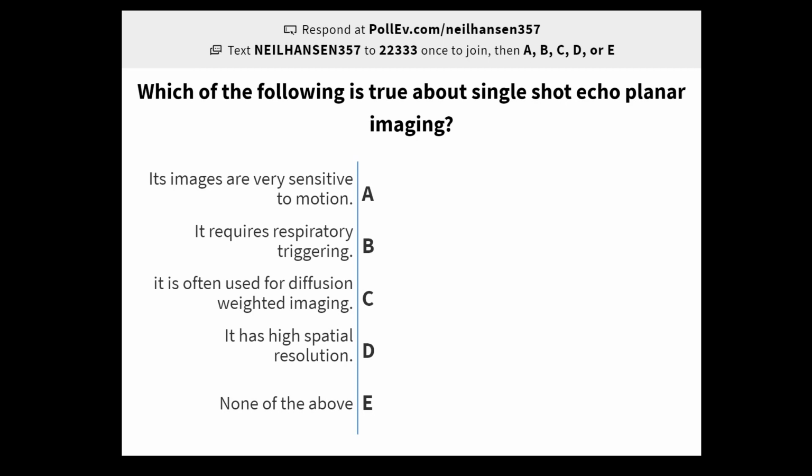The correct answer is it is often used for diffusion weighted imaging, which at this point in the lecture, are you just paying attention because I just talked about that? All right.